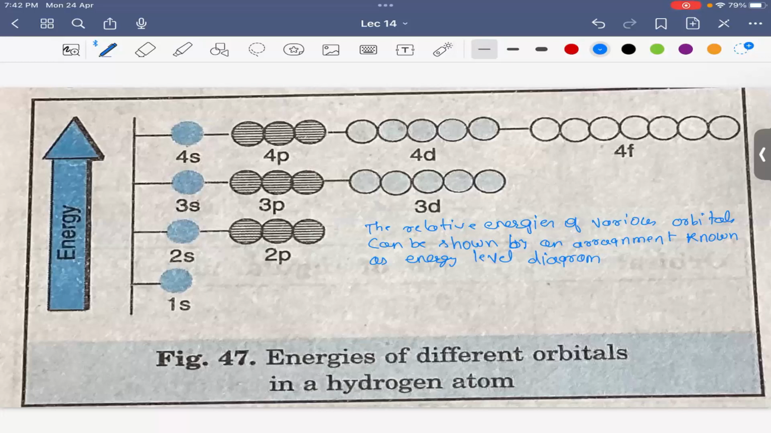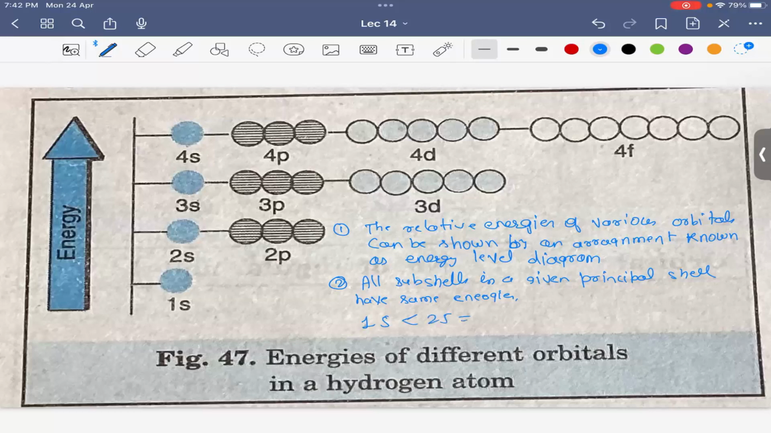It is clear from the figure that the energies of various orbitals in a hydrogen atom depend only upon the value of the principal quantum number and are independent of the value of l. In other words, all subshells in a given principal shell have the same energies. So the order would be 1s less than 2s, which is equal to 2p, 3s equal to 3p equal to 3d, 4s equal to 4p, 4d, 4f, and so on and so forth.